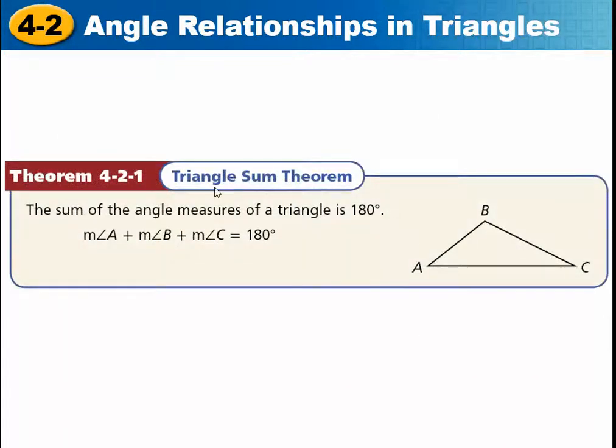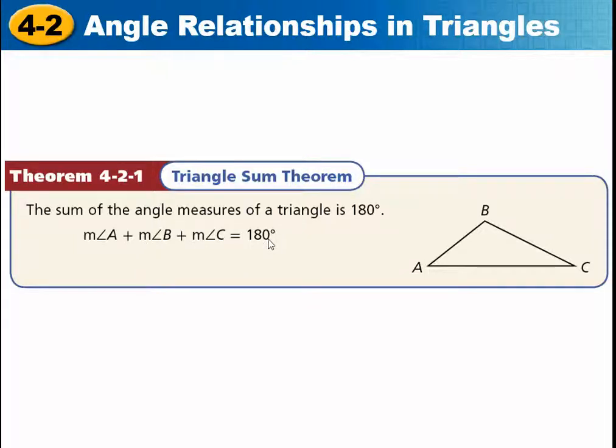All right, we're going to start off with a theorem. Here's the first one you should either write down or find on your note-taking guide. The triangle sum theorem says that the sum of the angle measures of a triangle is 180 degrees. That means the measure of angle A plus measure of angle B plus the measure of angle C equals 180.